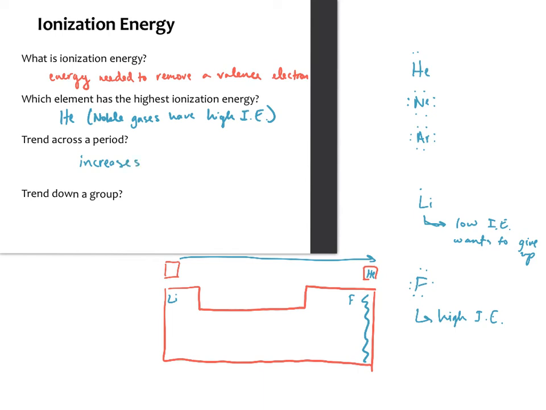Now going down the group, it decreases. And again, I want to use helium as a reference point. Helium has the highest ionization energy, so the further away you go from helium, you also decrease. But if you go closer to helium, you increase. So use helium as your reference point. And thankfully, helium and fluorine are in the same vicinity of each other. So ionization energy and electronegativity trends follow the same pattern.